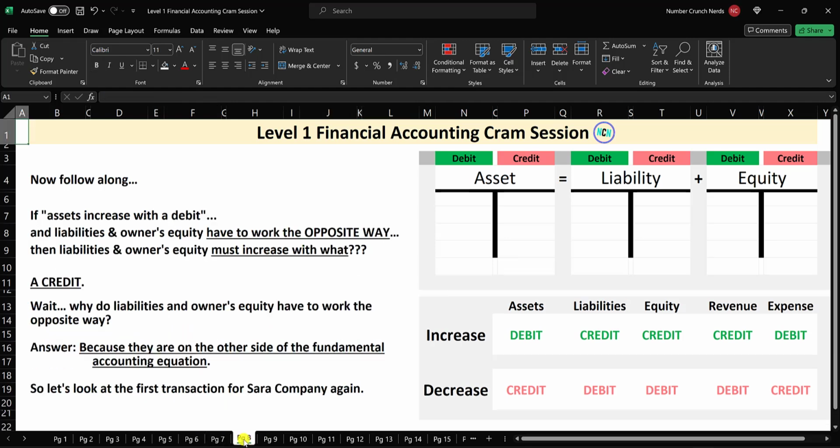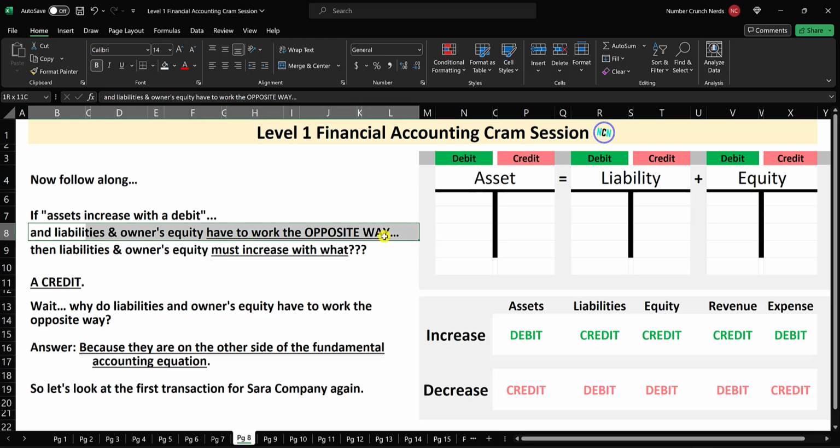Let's get into it. Now, follow along. If assets increase with a debit, and liabilities and owner's equity have to work the opposite way of assets, then liabilities and owner's equity must increase with a what? With a credit. Let me say that again. Assets increase with a debit. Liabilities and owner's equity have to work the opposite way. Therefore, liabilities and owner's equity have to increase with what? A credit.